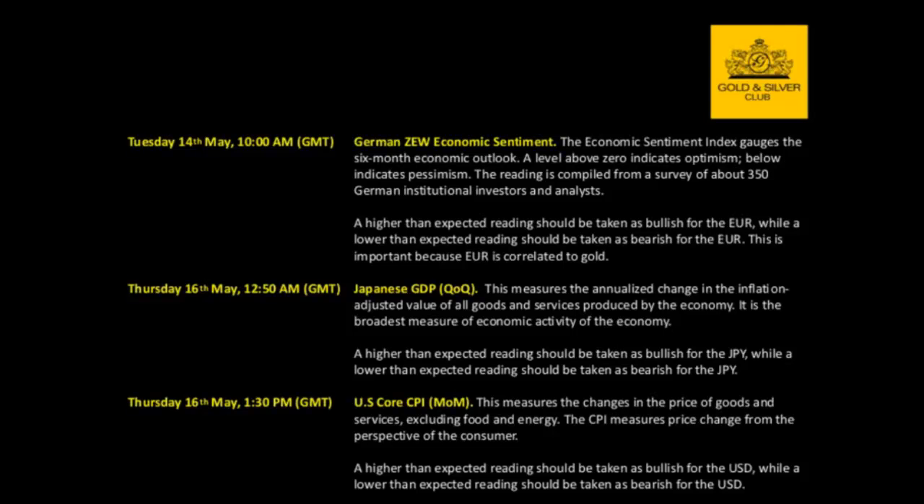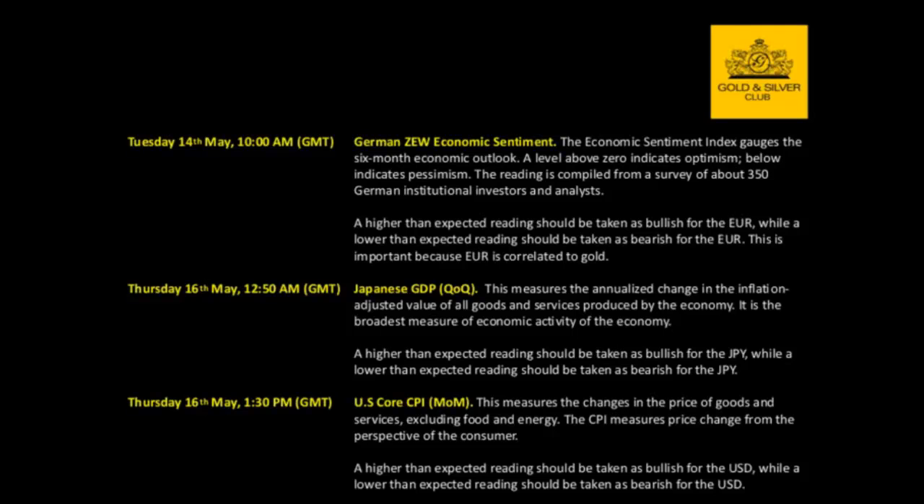Next Thursday, 12:50 in the morning, we have the Japanese GDP, important for your JPY trades. That measures the annualized change in the inflation-adjusted value of goods and services produced by the economy. It's the broadest measure of economic activity. A higher than expected reading should be taken as bullish for the Japanese yen, while a lower than expected reading should be taken as bearish.